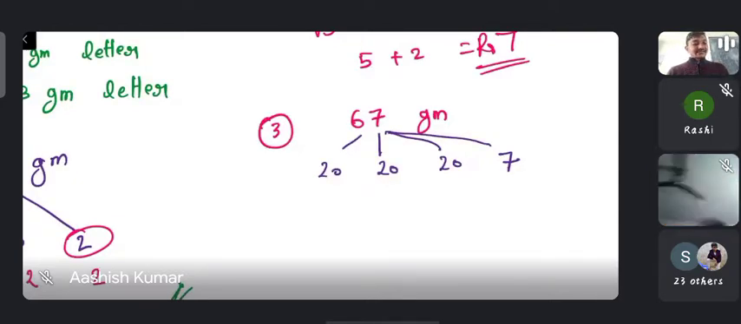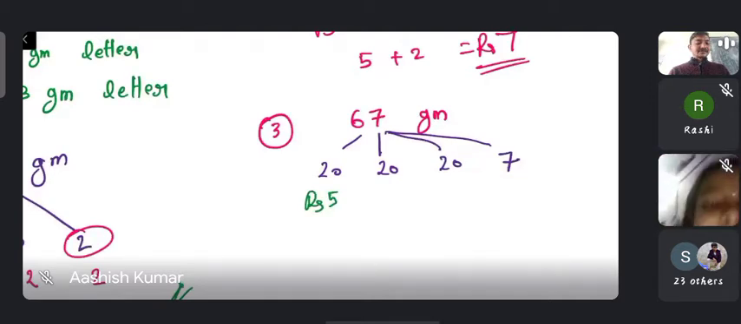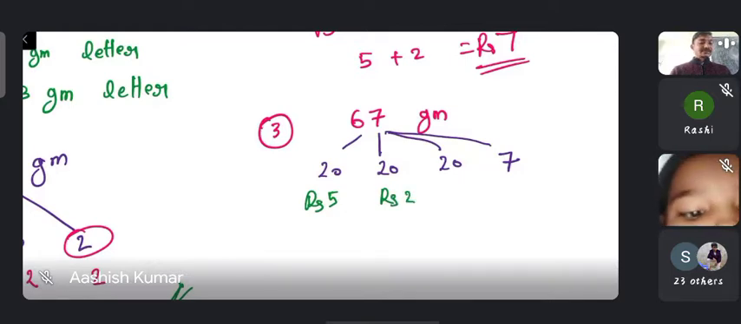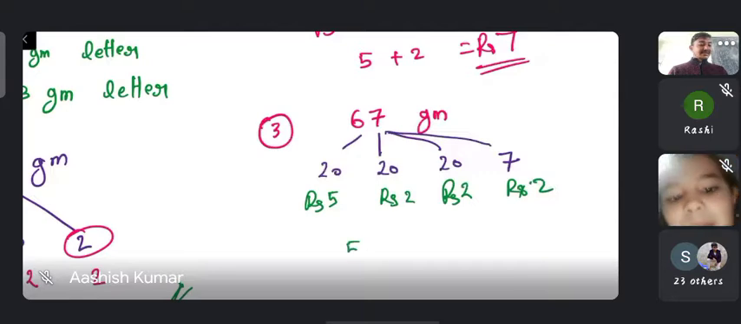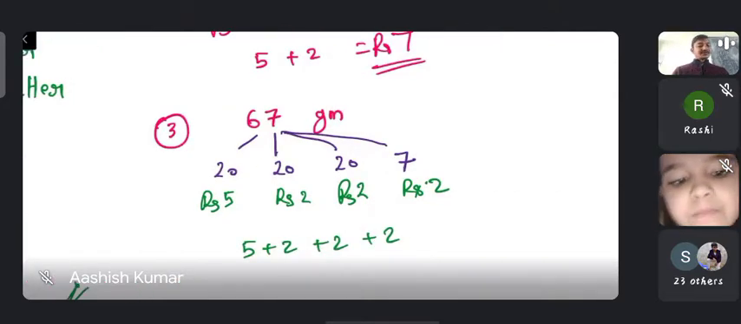Now, for the first 20, you have to pay 5 rupees. The second additional 20, you have to pay 2 rupees. And the next 20, you have to pay 2 rupees. And for the next 7, you have to pay 2 rupees. So, the answer will be 5 plus 2 plus 2 plus 2. That means 5 to 7, 9, 9 to 11.